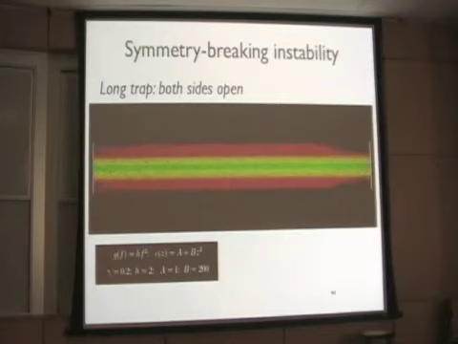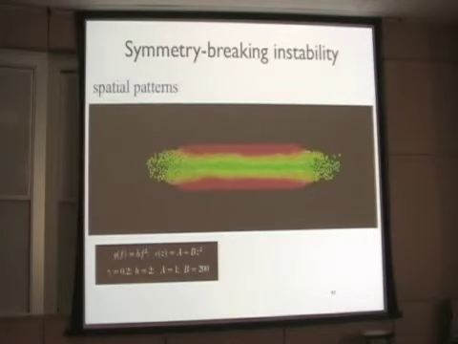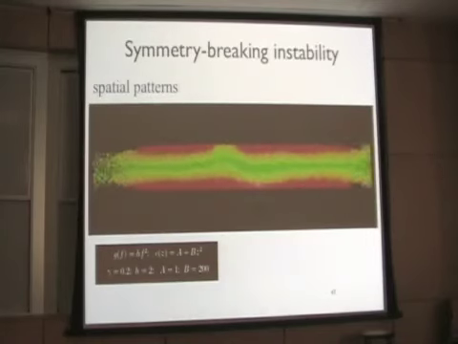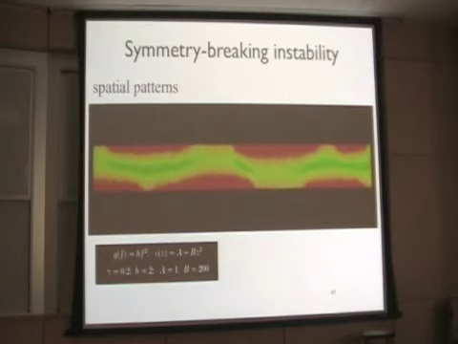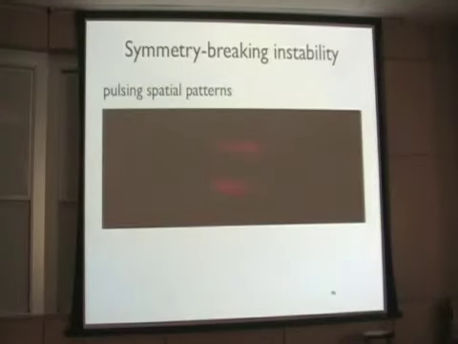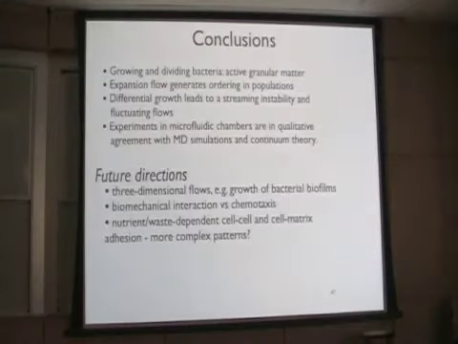Okay, and let me skip this. You see, symmetry breaking instability is an interesting shape. This is when the channel is open from both sides, so you can see structures like this. Okay, skip that, and go directly to conclusions.